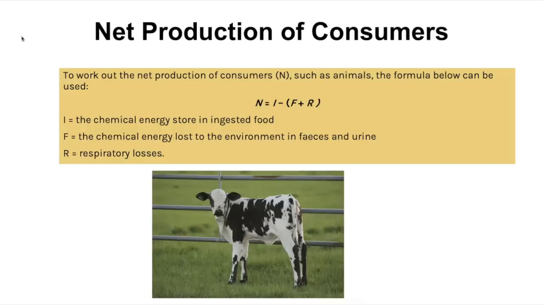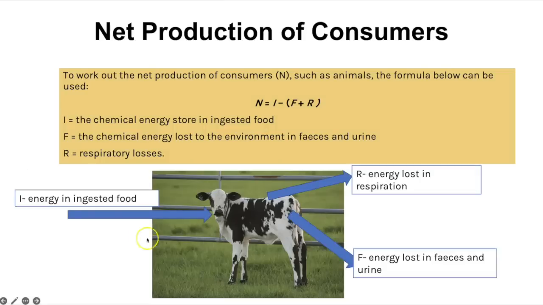So here's the formula, and it's come up a couple of times as just a multiple choice question, just ticking which is the correct formula. So that's a good one just to learn, maybe put on a flashcard. So here's just a visual representation. We're basically looking at the amount of energy going in minus the energy losses coming out, which is the energy lost in respiration and the energy lost in feces and urine.